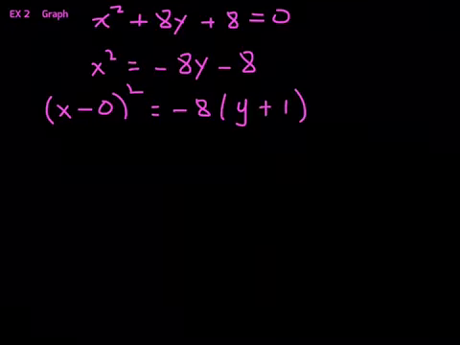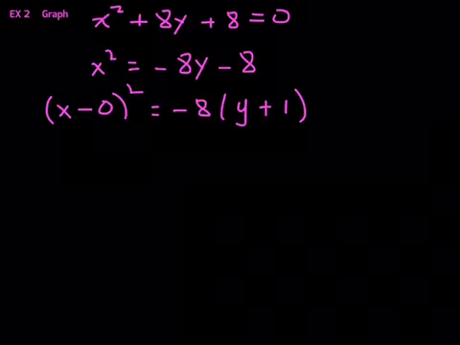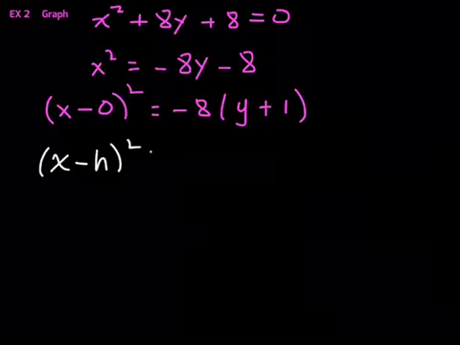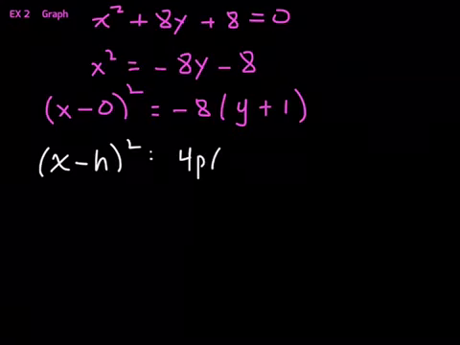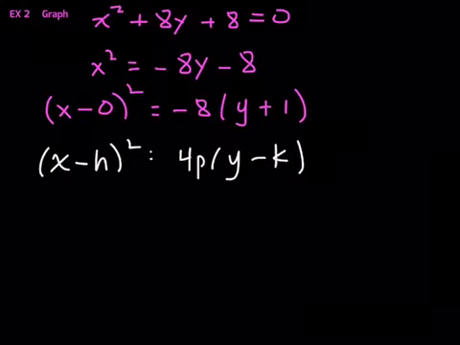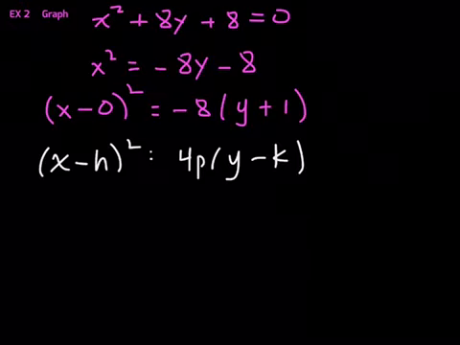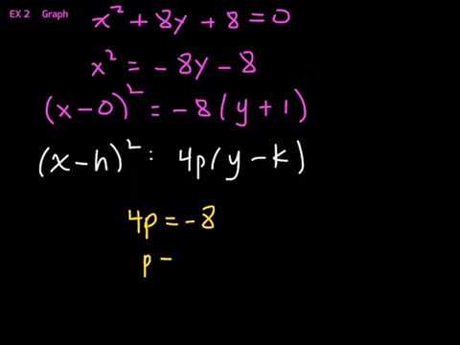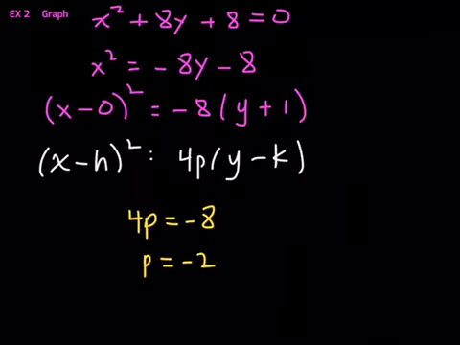So this matches my standard form, which, I'll remind you, is (x - h)² = 4p(y - k). We can see that your h value is 0, your k value is -1, and 4p is -8. So let's take that 4p value now. 4p is equal to -8, which just means that p would have to be -2. You can divide both sides by 4 to see that.